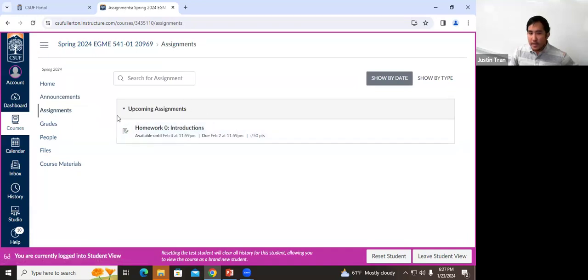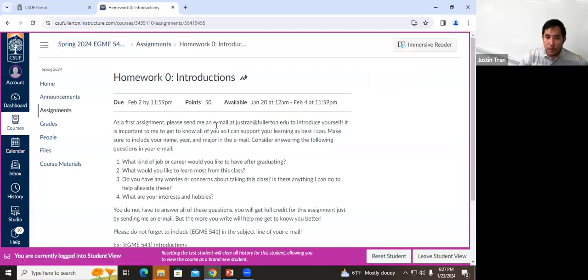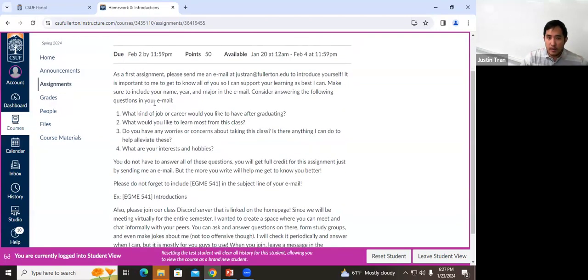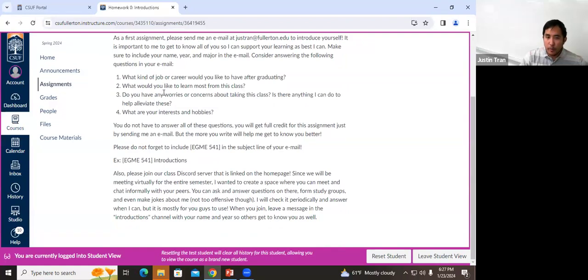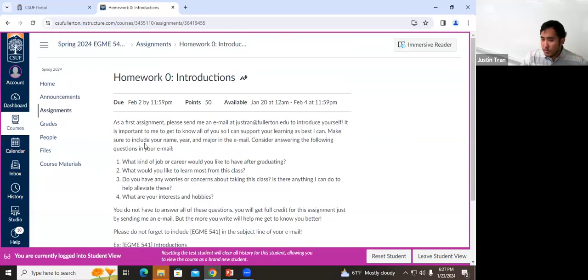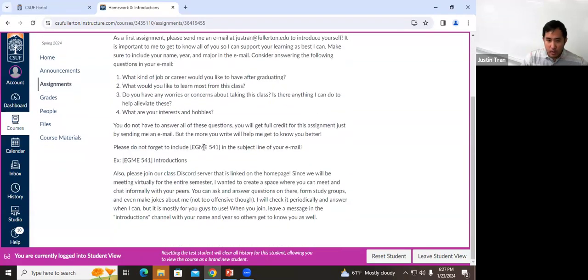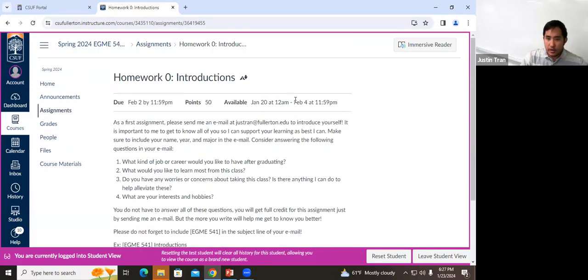Next tab here is the assignments. This is a summary of all the homework assignments that you'll see. From here, you can click on the assignment and get more information in terms of the requirements. Once we start doing problem sets, you can download the problem set from here as well. And you'll see things like the due date here.